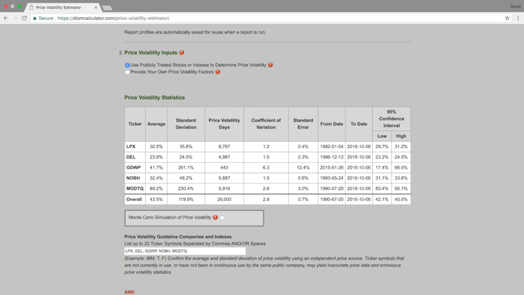The Monte Carlo simulation function allows you to test the effects of different estimates on the probability-based price volatility that we will discuss later. Such observations may cause you to reconsider one or more of your guideline selections or to select a different estimation date range.